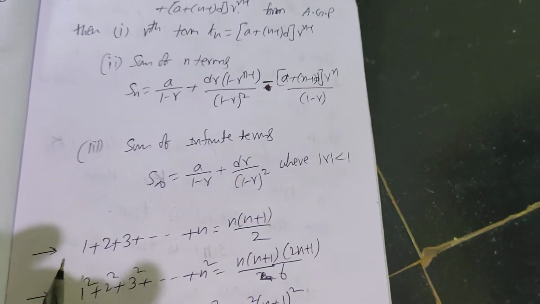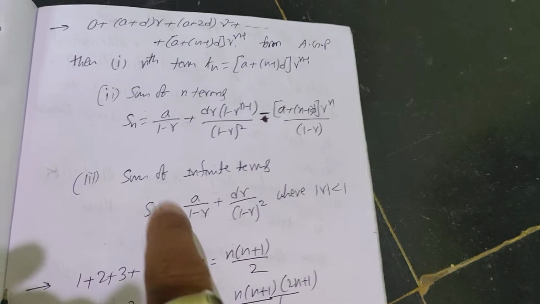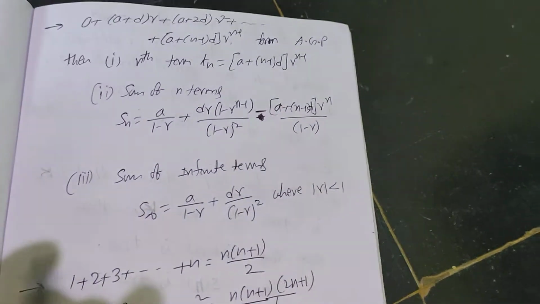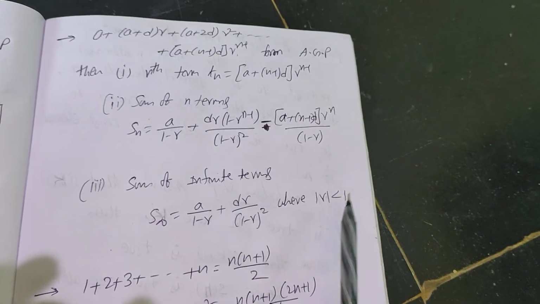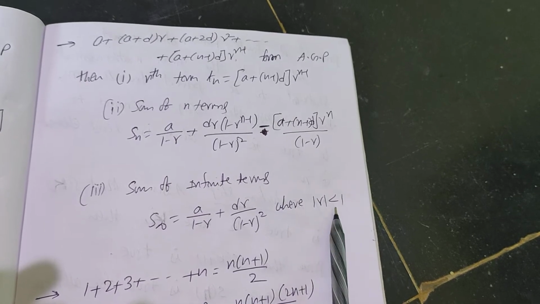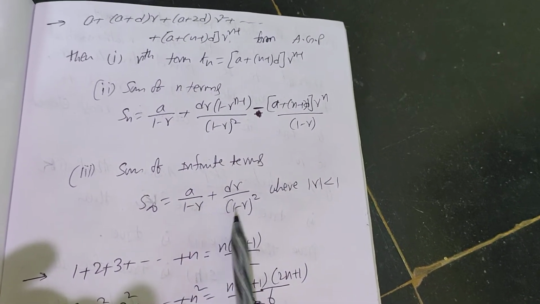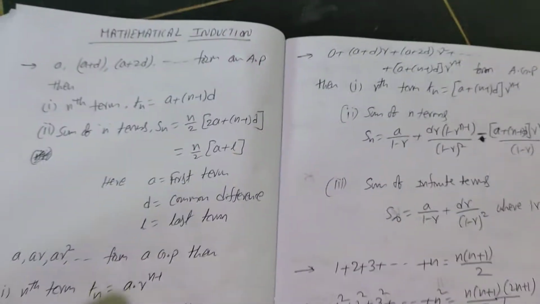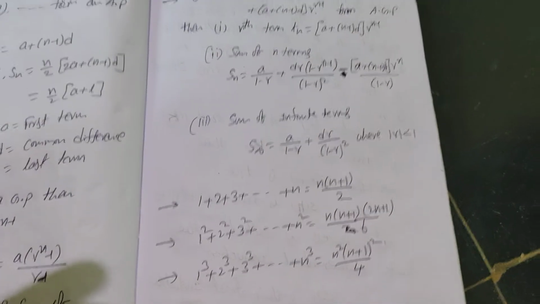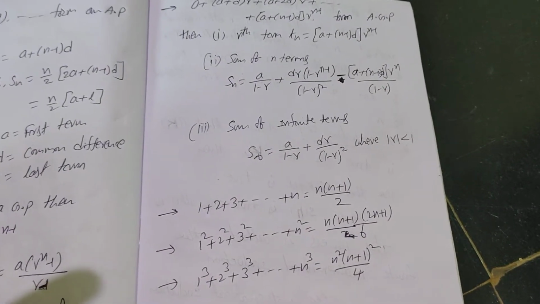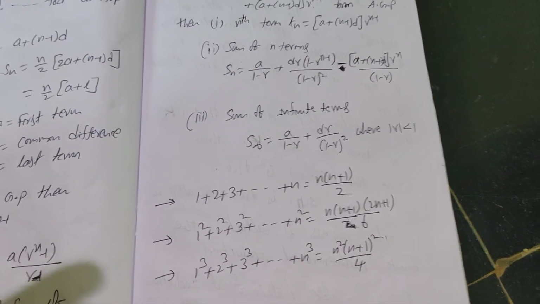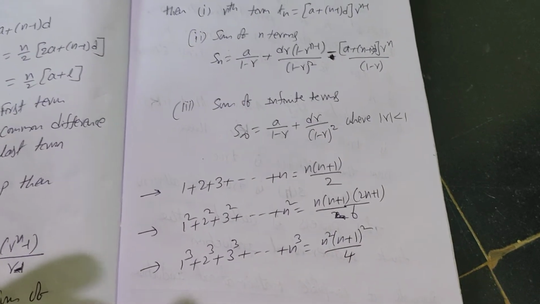Sum of infinite terms S infinity, this is also a formula for AGP. Here also mod r should be less than 1, that means r should lie between minus 1 and plus 1. S infinity is equal to a by 1 minus r plus dr by 1 minus r whole square. These formulas we remember to find the nth term in the given series. Where we need to use them, I will explain later.